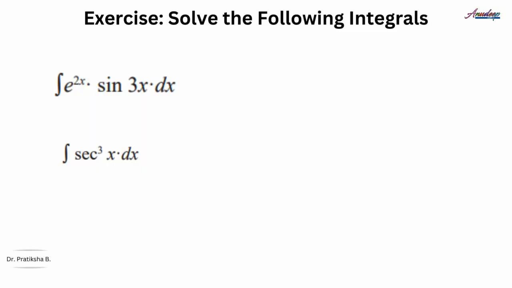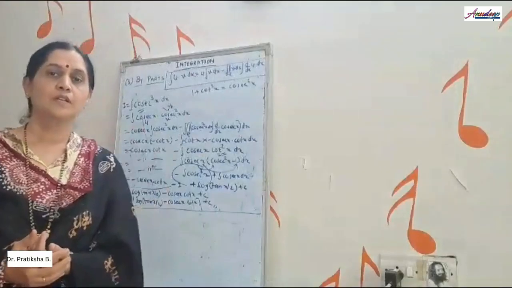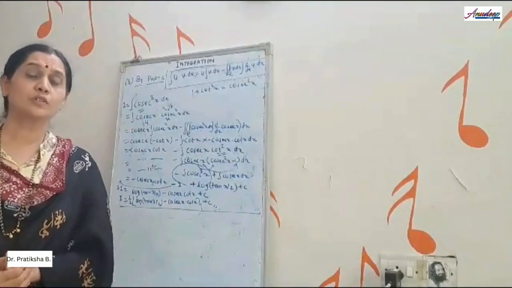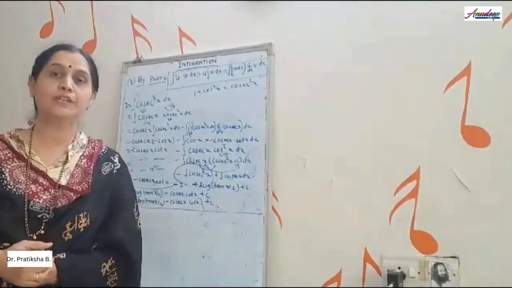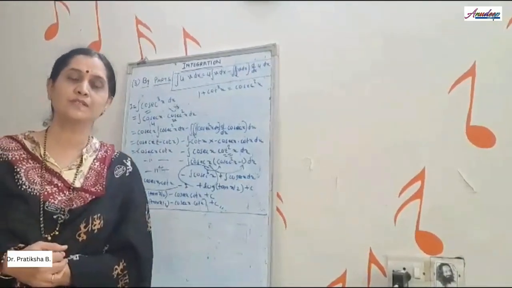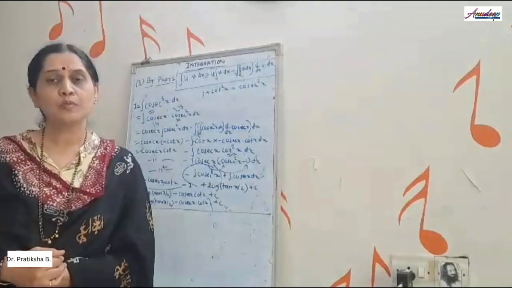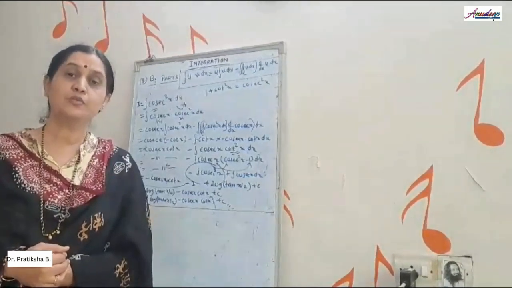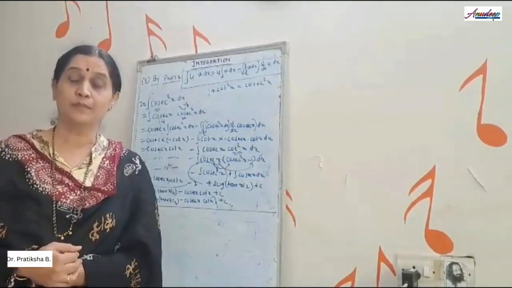Now attempt the problem given on the screen. Solve the following integrals: integral of e raised to 2x into sine 3x, and integral of sec cube x. We have already discussed the method to solve these problems. Do solve them and write your answers in the comment box. This is how we solve problems by the method of integration by parts. I hope this method is clear to you. There are extra problems given in this video, so do attempt them and write your answer in the comment box.